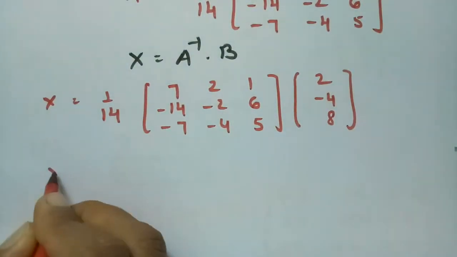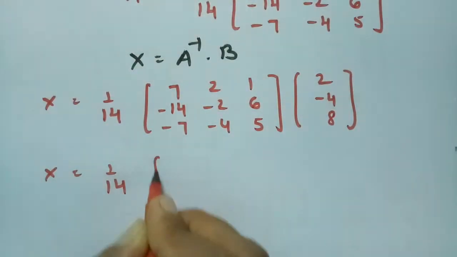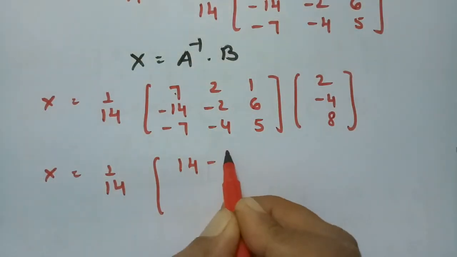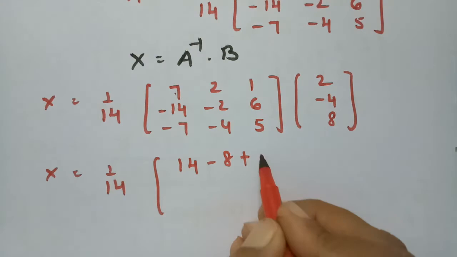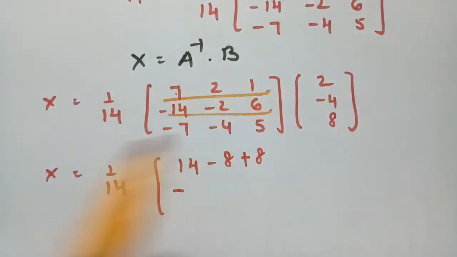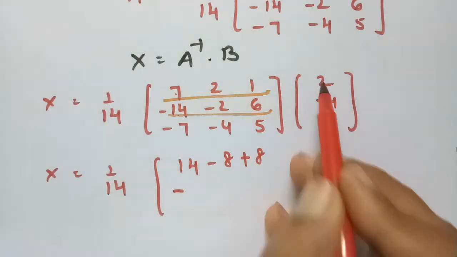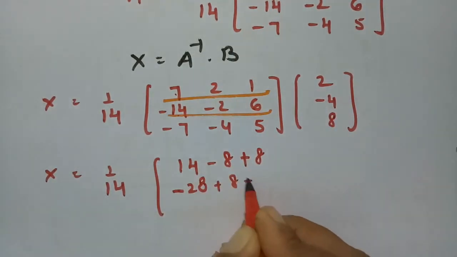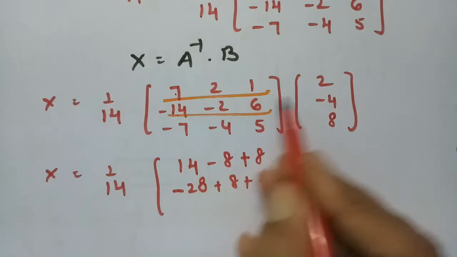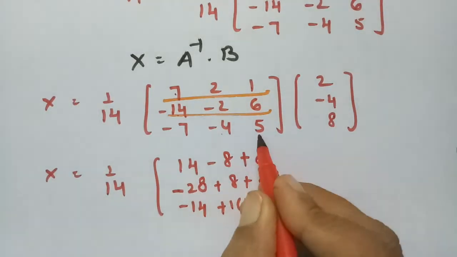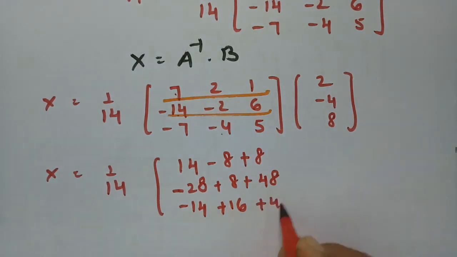So if I multiply, X is equal to 1 by 14 times of, if I multiply, this is 14 and this is minus 8 and this value is 1 into 8 is plus 8. And if I multiply, I have to separate these rows. So if I separate these rows and multiply with the column, minus 14 into 2 is minus 28. So this will be plus 8 and this is plus 48. If I multiply, this is minus 14. So this is plus 16. 5 8s, this one is 40.